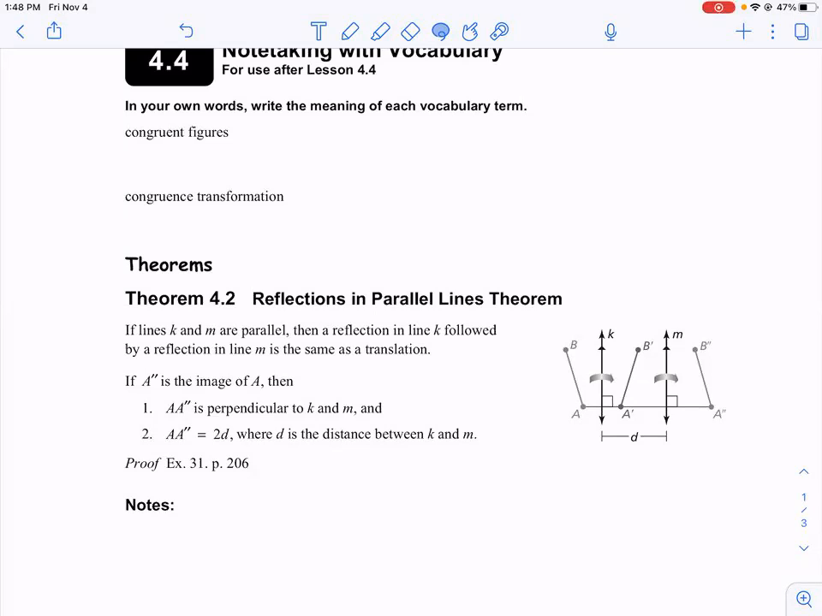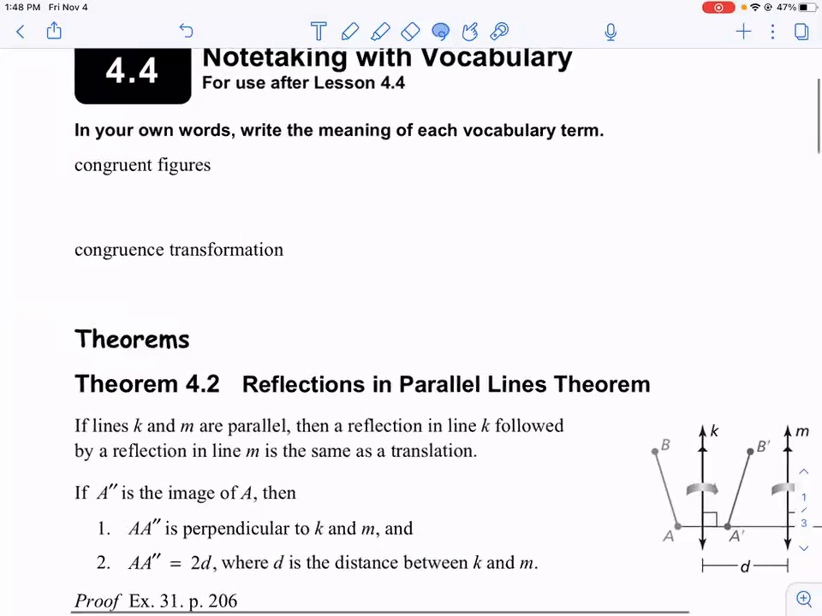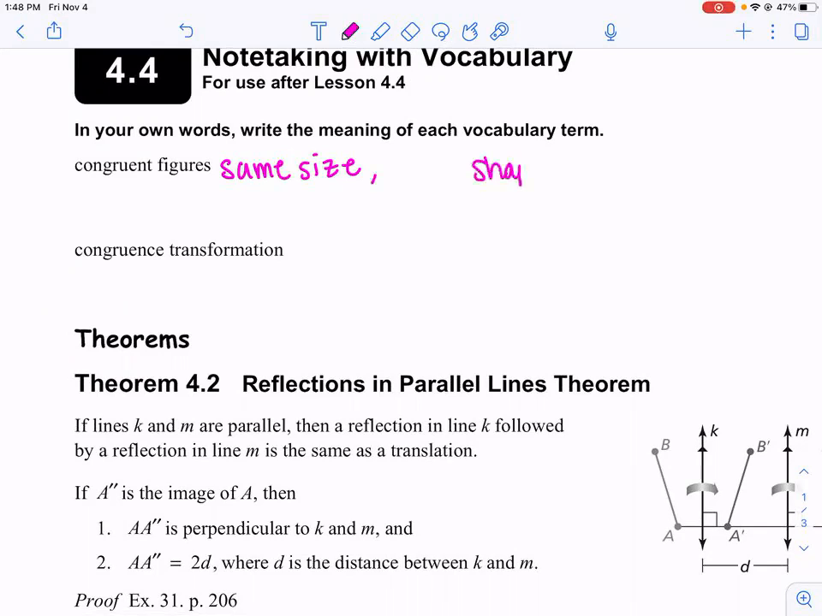Okay. Congruent figures. What's going to be true about their size? They're going to have the same size. What's going to be true about their shape? Shape is what I was going for. Same size, same shape. Congruent figures.